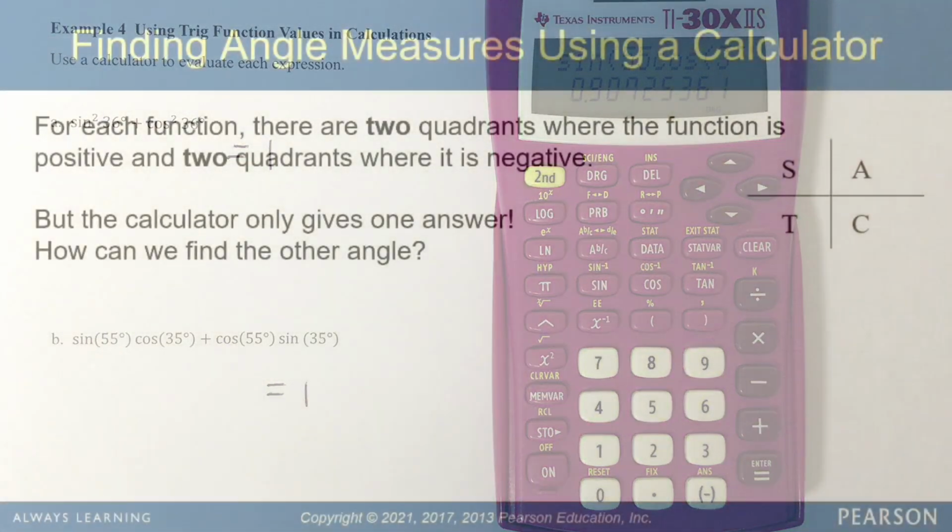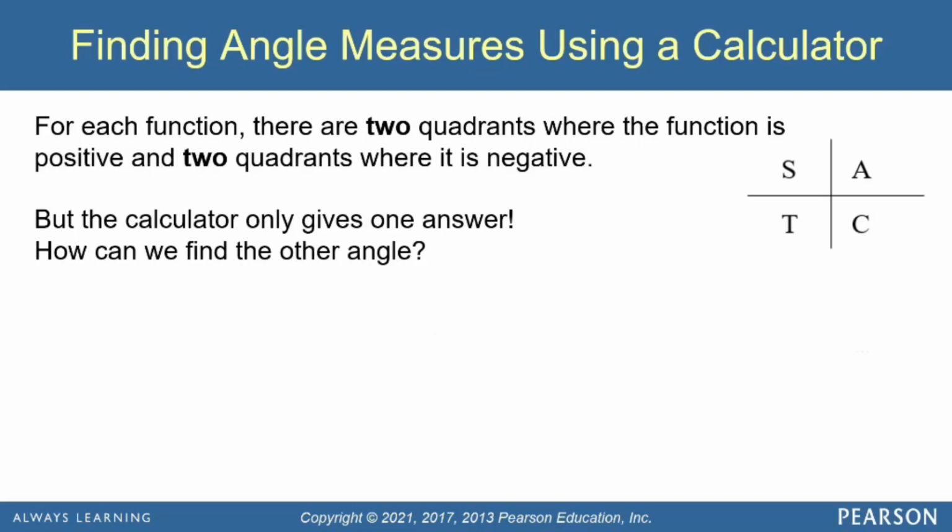Now, you may remember from example 3 that they limited our answer to angles that were between 0 degrees and 90 degrees. But we already know that for each function, there are 2 quadrants where the function is positive and 2 quadrants where it's negative. Remember ASTC. Every function is positive in 2 quadrants and negative in 2 quadrants. But when we use an inverse trig function, the calculator only gives one answer. So how can we find that other angle?